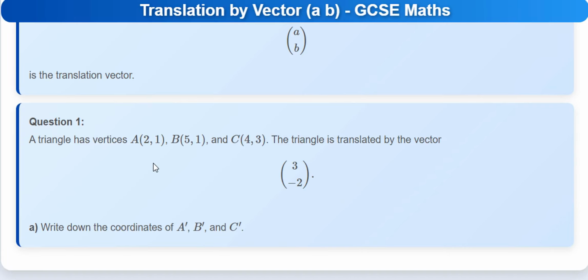C (4, 3). Then the triangle is translated by the vector (3, -2). Then you are asked to write down the coordinates of the translated triangle, which is, of course, A', B', and C'. So, how do we go about this?